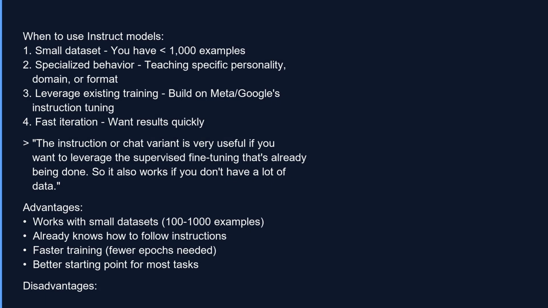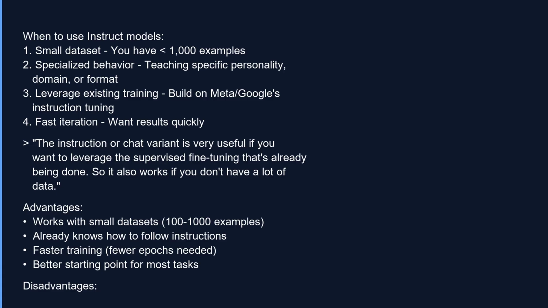When to use instruct models. 1. Small dataset. You have 1,000 examples. 2. Specialized behavior. Teaching specific personality, domain, or format. 3. Leverage existing training. Build on Meta and Google's instruction tuning. 4. Fast iteration. Want results quickly. The instruction or chat variant is very useful if you want to leverage the supervised fine-tuning that's already been done. So it also works if you don't have a lot of data.